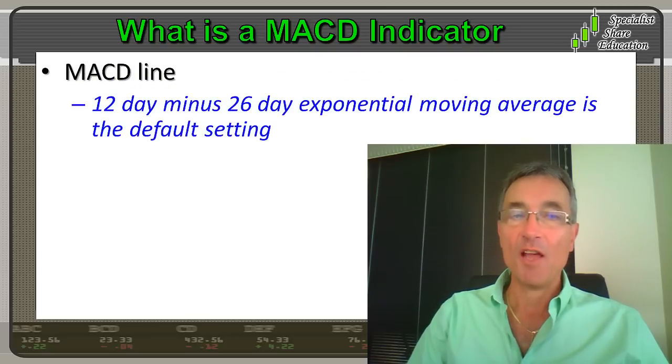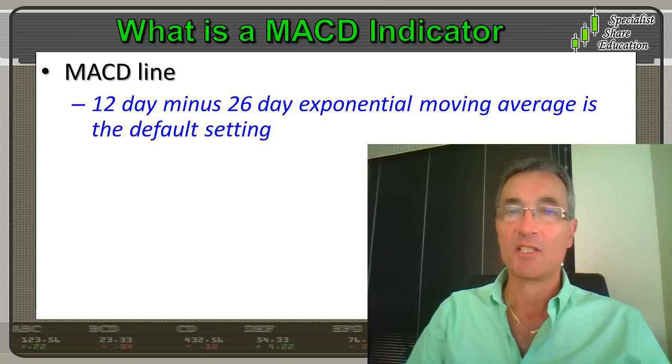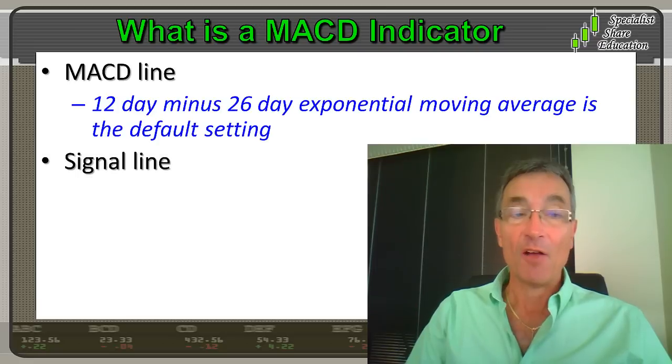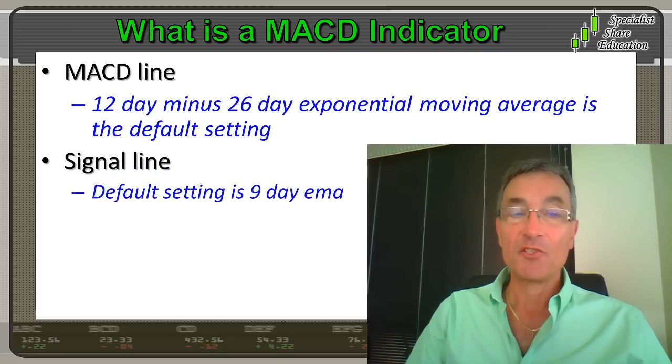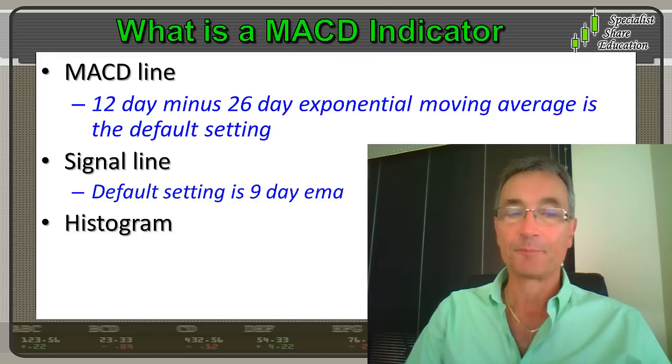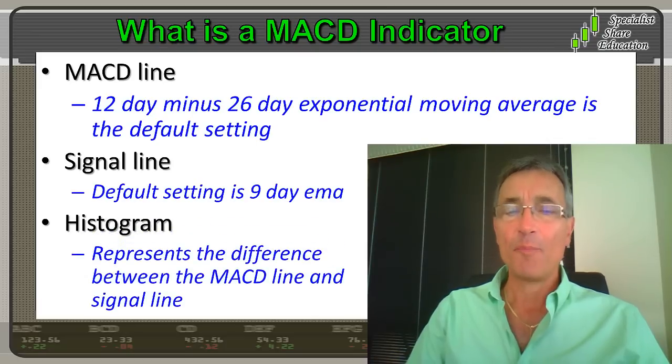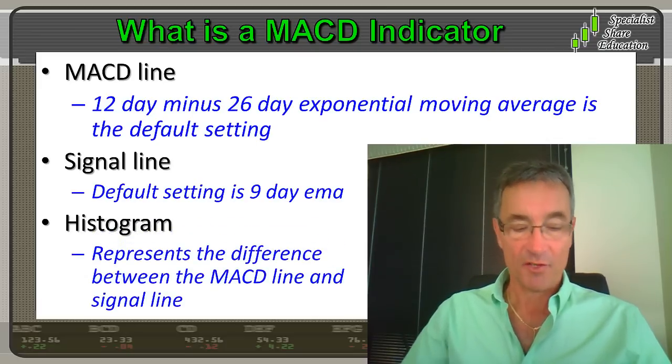So three components to the MACD. Now the MACD line is the 12-day exponential moving average minus the 26-day exponential moving average. And that's the default setting that was established by the guy that developed this, called Gerald R. Pell. Now the signal line is the 9-day exponential moving average of the MACD line. So hopefully that's not too confusing, and we'll have a look at it on a chart in just a minute. But the default setting there is the 9-day. And then the histogram represents the difference between those two lines.